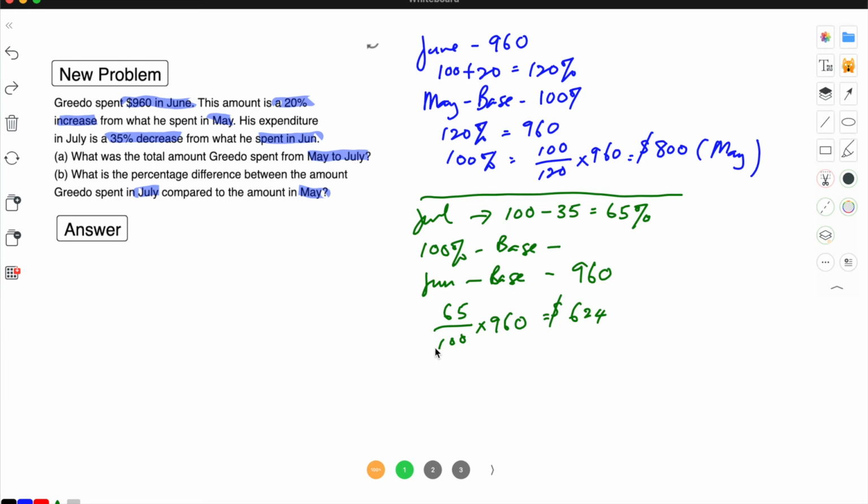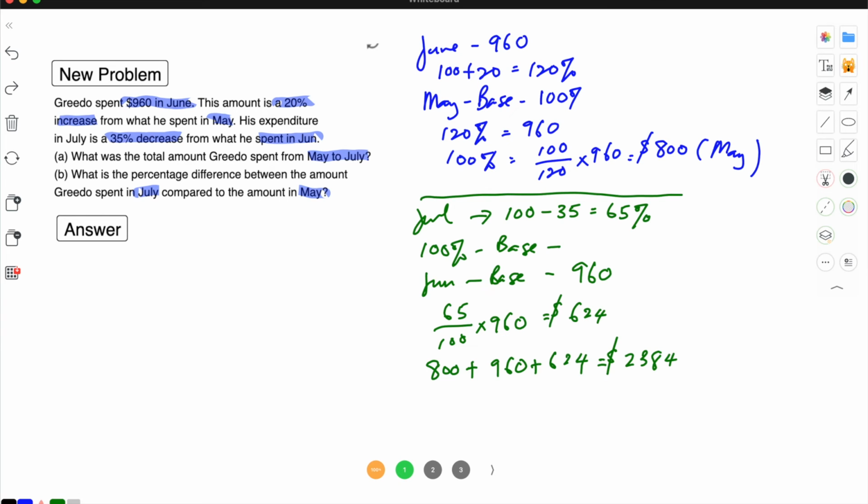So now we can answer part A because the total expenditure will be simply the addition of all the three numbers that we have calculated. You're going to get $2,384.